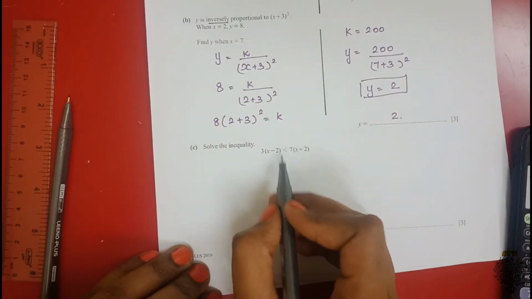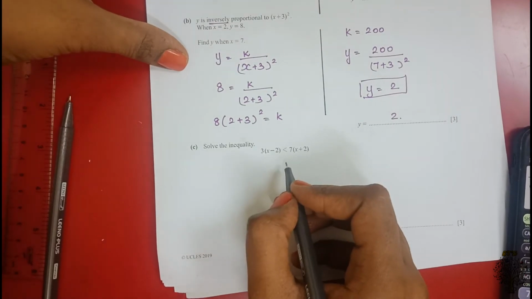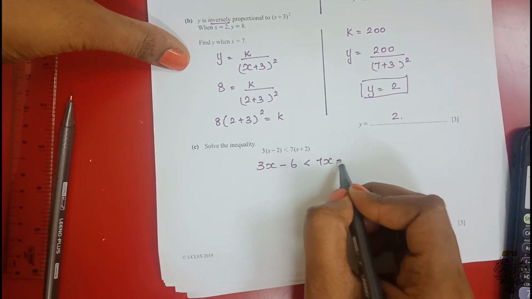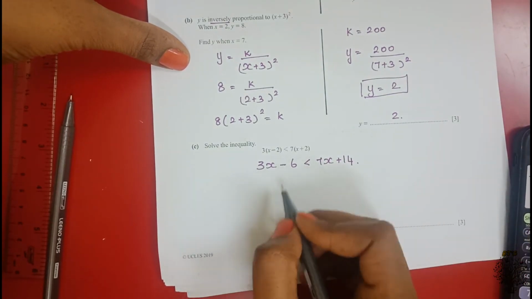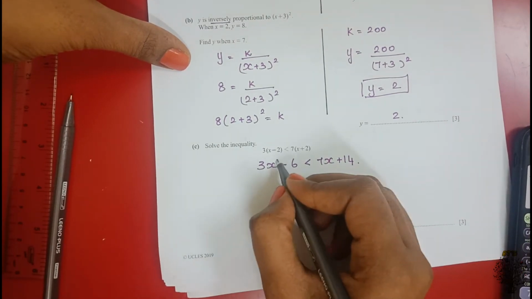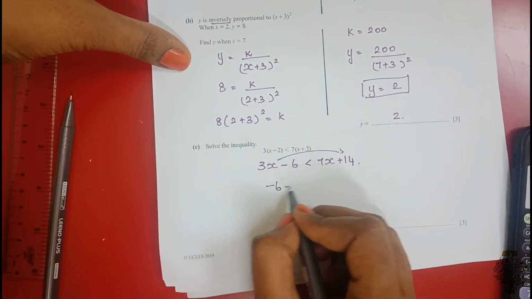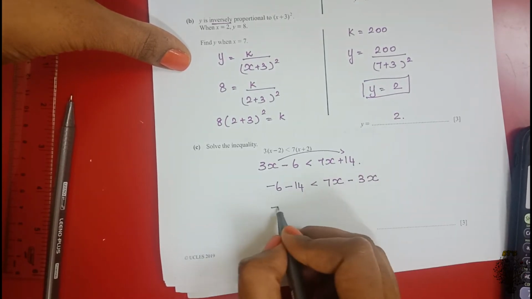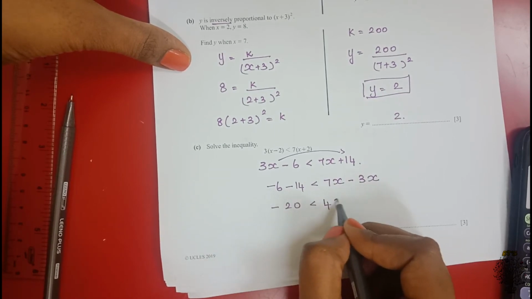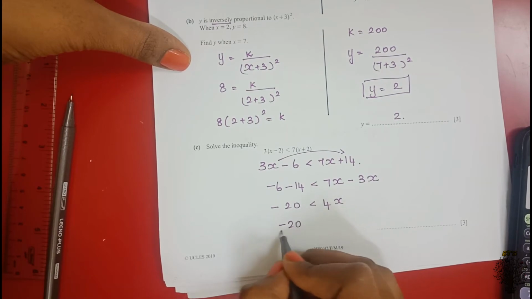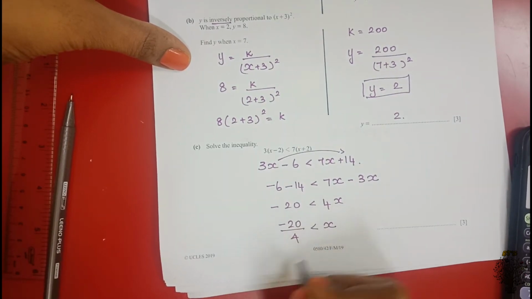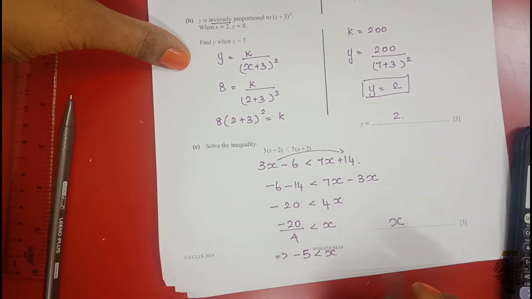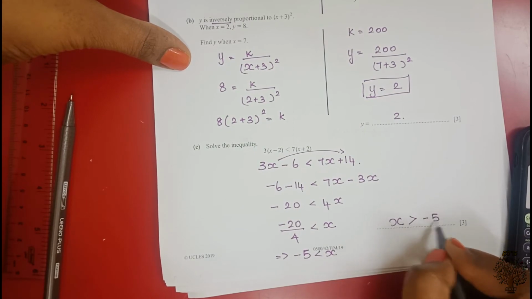Solve the inequality. Same like how we used to do in equation, the same procedure. 3x minus 6 is less than 7x plus 14. Now move x terms to one side and the constants to other side. I am taking 3x this side. Negative 6, negative 14 is less than 7x minus 3x. This will give me negative 20, which is less than 4x. Move 4 to the other side. Negative 20 by 4 is less than x, so that gives us negative 5 less than x, or I can say reverted, you will be having x greater than negative 5.